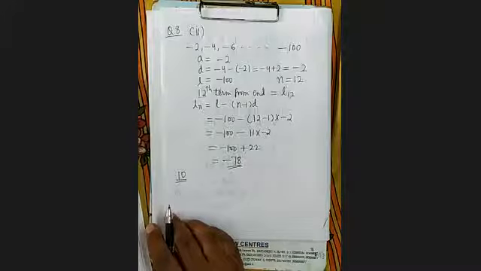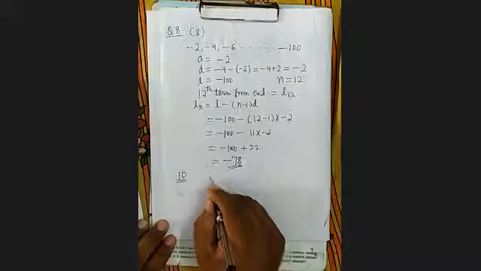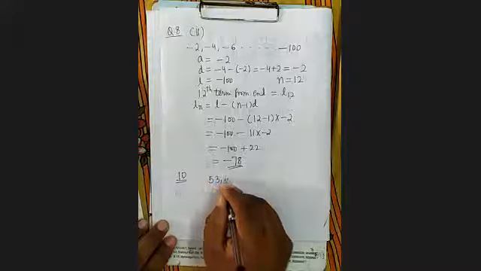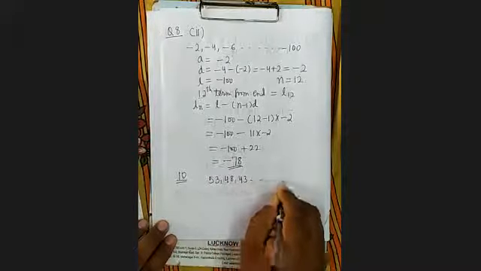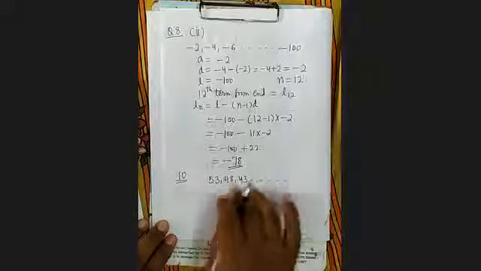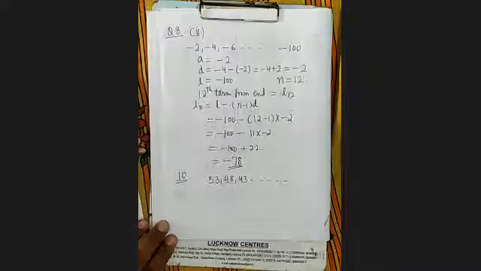You have to find the question. See the question number 10. Which term of the AP 53, 48, 43 and so on is the first negative term? This series of numbers is given as an AP. Which term is the first negative term that you have to find?